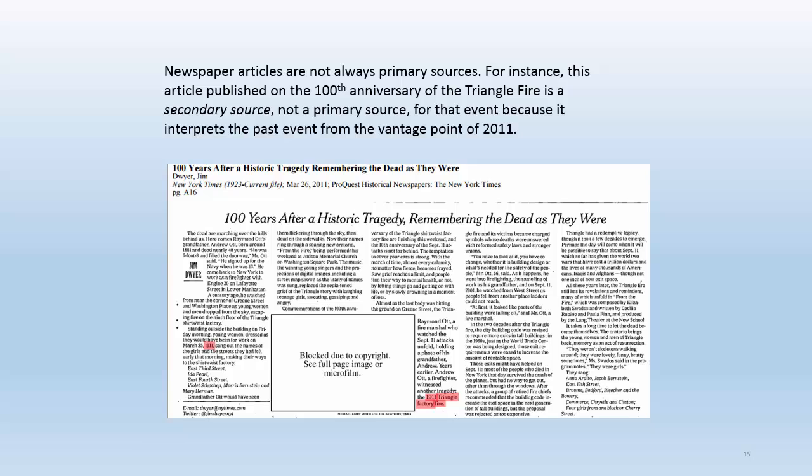Earlier, we looked at a newspaper article from 1911 describing the tragic Triangle factory fire in New York City. Here is another New York Times article, this time from 2011, memorializing the loss of life in the Triangle tragedy. This article addresses the event from the vantage point of 100 years later and is therefore a secondary source. Remember that newspaper articles at the time of or soon after an event are usually primary sources, but an article in a magazine or newspaper recalling and interpreting that event from a greater distance will be a secondary source.